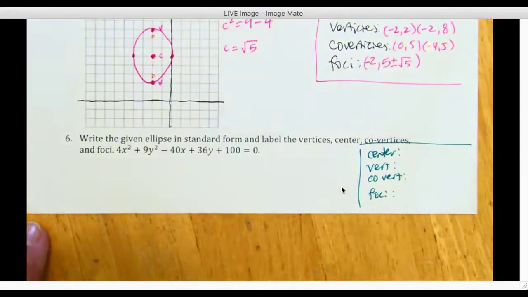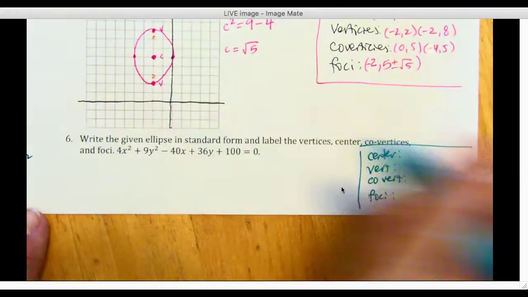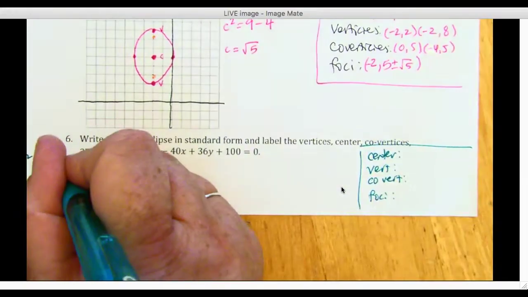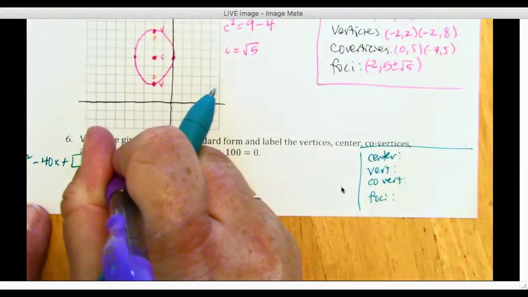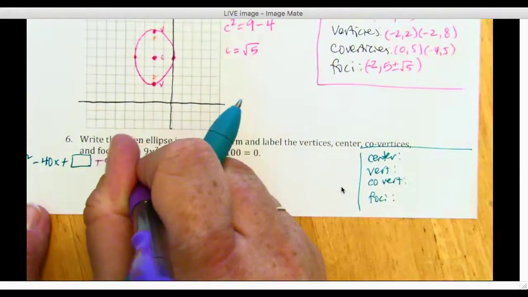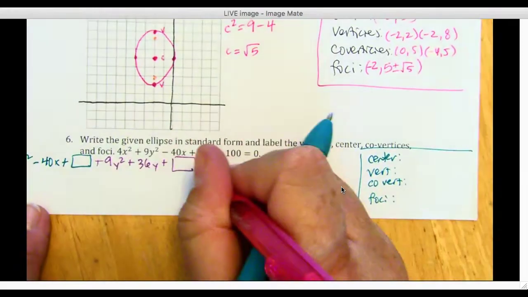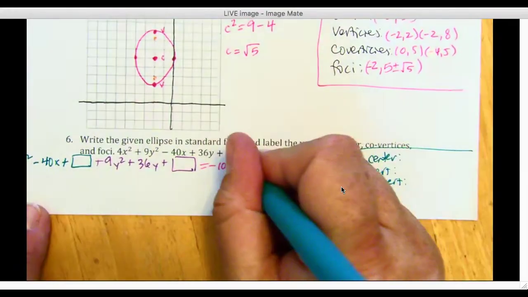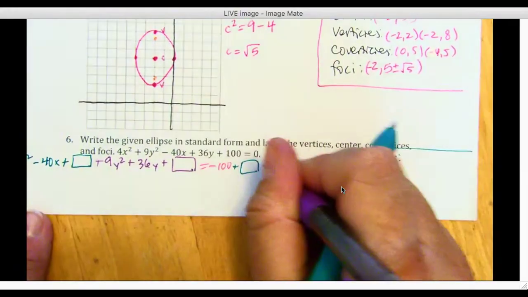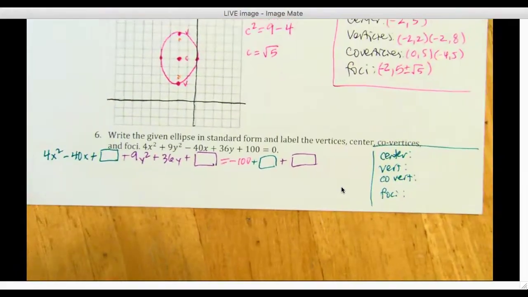So I'm going to keep the x's grouped together and the y's grouped together, and I'm going to color code this whole thing. So I have 4x squared minus 40x, and I'm going to be adding something to complete the square, plus 9y squared plus 36y plus something to complete the square, and then equal to subtracting 100 to the other side. And whatever I add to one side, I also have to add to the other. All right, let me zoom out a tad here.